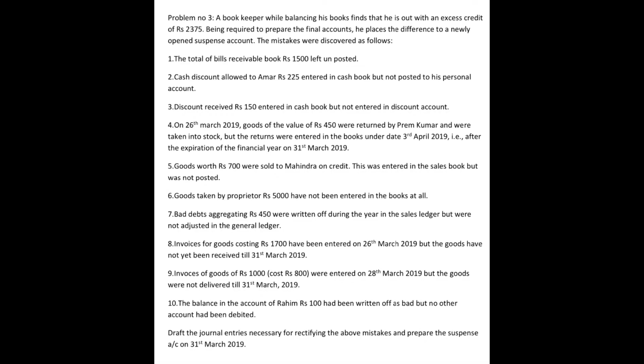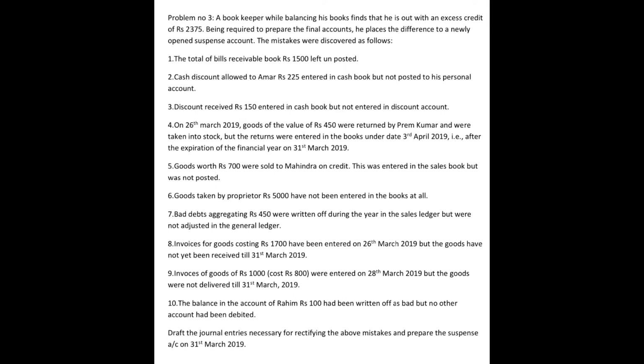A bookkeeper, while balancing his books, finds that he is out with an excess credit of 2,375 rupees. Being required to prepare the final accounts, he places the difference to a newly opened suspense account. The mistakes were discovered as follows. First, the total of the bills receivable book, 1500, was left unposted. Second, cash discount allowed to Amar, 225 rupees, was entered in the cash book but not posted to his personal account. Third, discount received, 150 rupees, was entered in the cash book but not entered in the discount account.